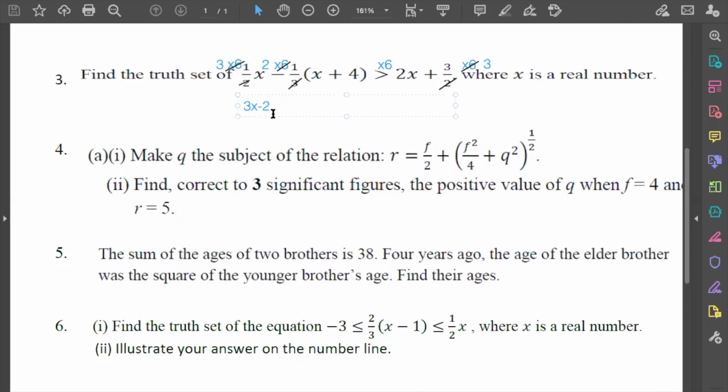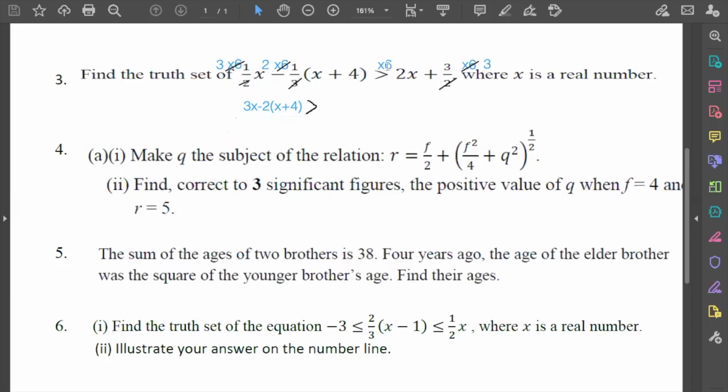Good. So negative 2. And then I have my bracket. And then in the bracket, I have x plus 4. So x plus 4. And then I close my bracket. Now, the next one is my greater than sign. So this is my greater than sign.